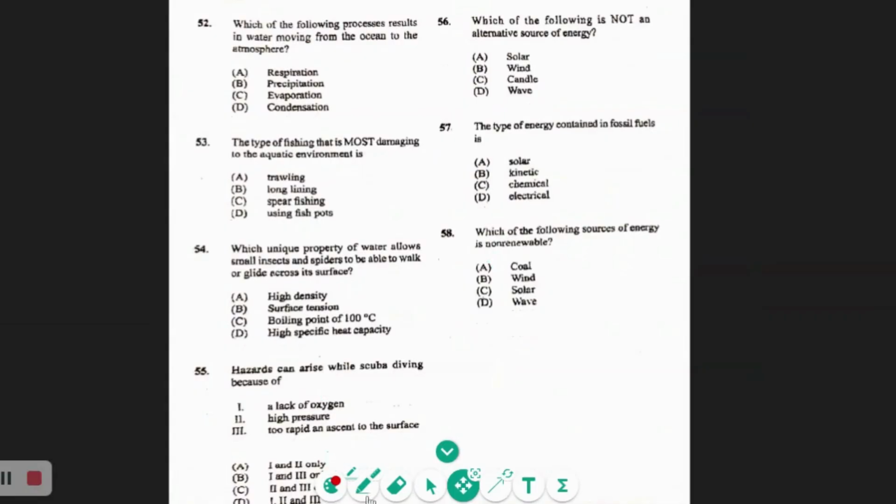52. Which of the following processes results in water moving from the ocean to the atmosphere? We know that this is the process of evaporation. Respiration, no. Precipitation, no. This is the opposite, where it's falling. Condensation, no. So 53. The type of fishing that is most damaging to the aquatic environment is E. Trawling.